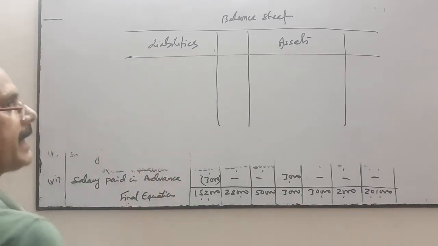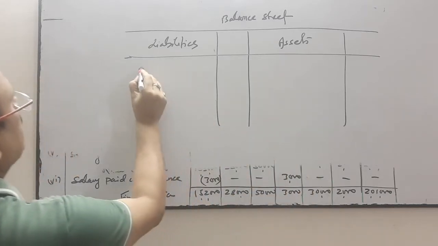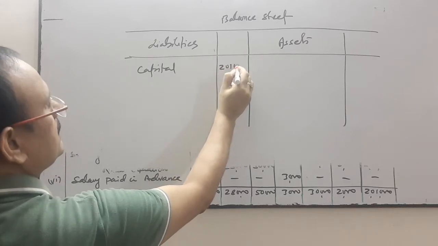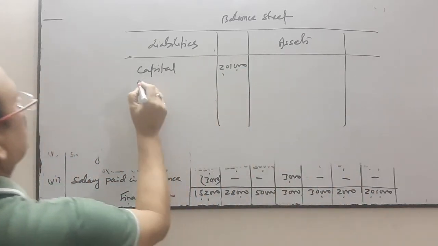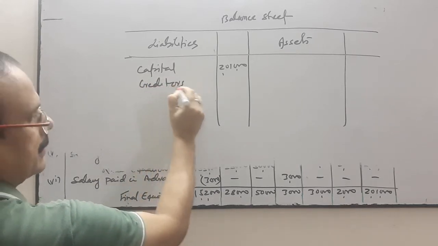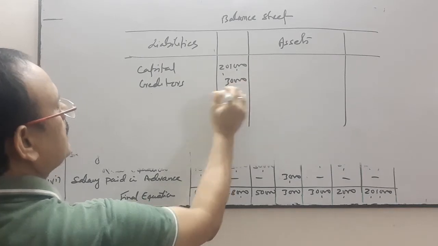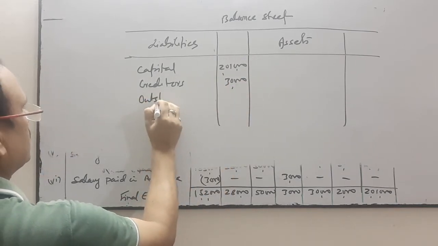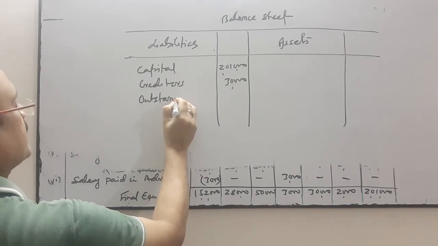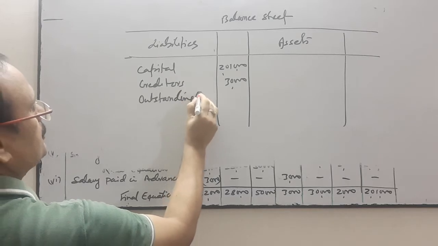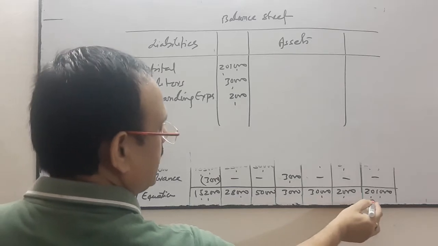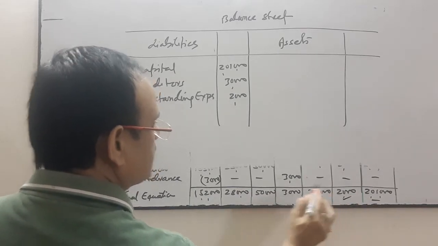So liability means both capital and liability. Capital, the final figure of capital, is 2,01,000. Your creditors is 30,000, and outstanding expenses is 2,000. This one is capital, this one is outstanding expense, this one is creditors.